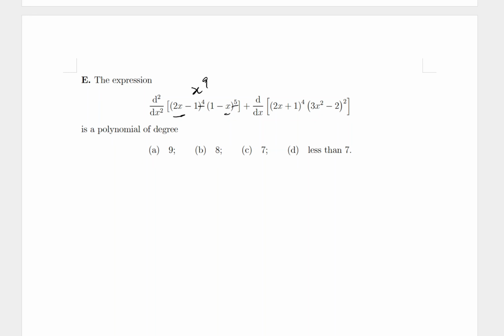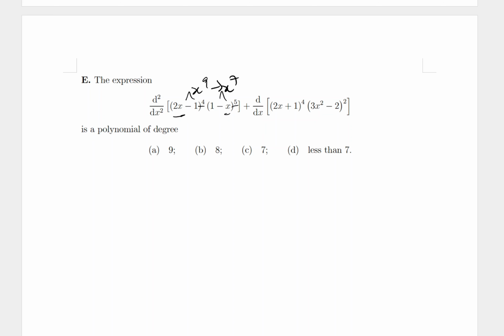So if you differentiate that 2 times, then technically it goes to x to the 7. Well, not technically, but it has to. Differentiating 2 times, assuming it's continuous, which it is because it's polynomials, x to the 9 differentiates to x to the 7. Whatever the coefficient is, I don't really care about the coefficient, because I only need the degree.